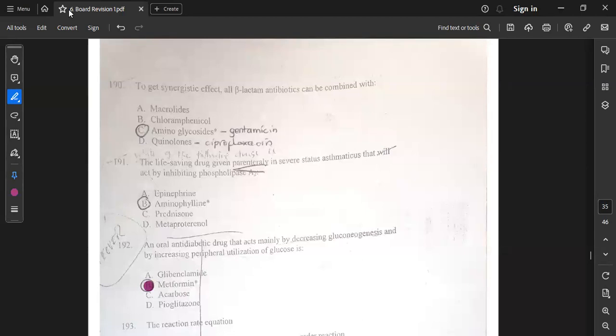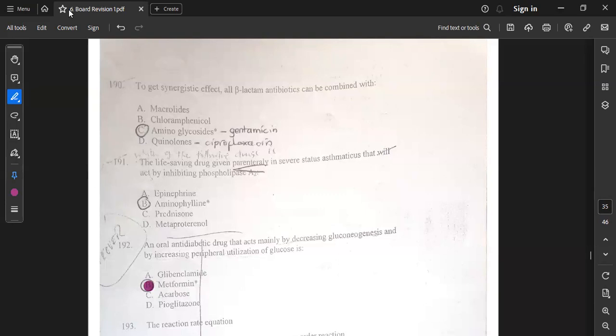Type 2 treatment: you can give non-pharmacological treatment by asking the patient to do exercise and control their sugar. What else? Someone asked which insulin is given IV? Regular. Okay, thank you.